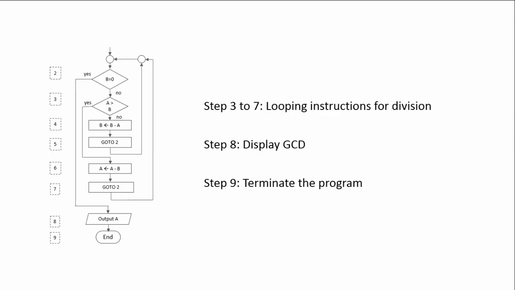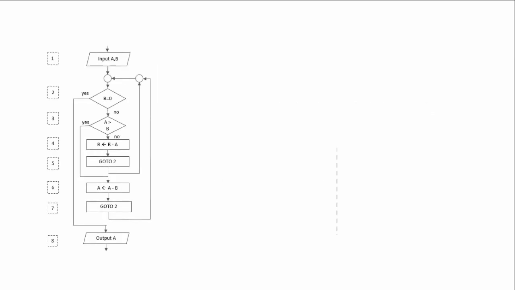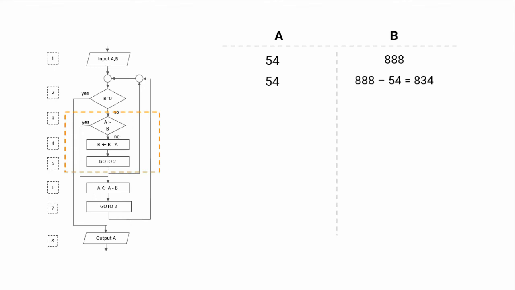We can do a dry run for testing this algorithm. We take the values from our previous example and we have A as 54 and B as 888. As per the flow, as 888 is not equal to 0 and 54 is not greater than 888, we would subtract 54 from 888 and store the result in B. So B now has the value of 834.